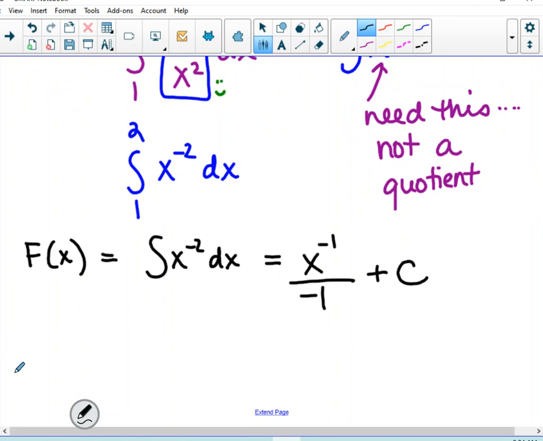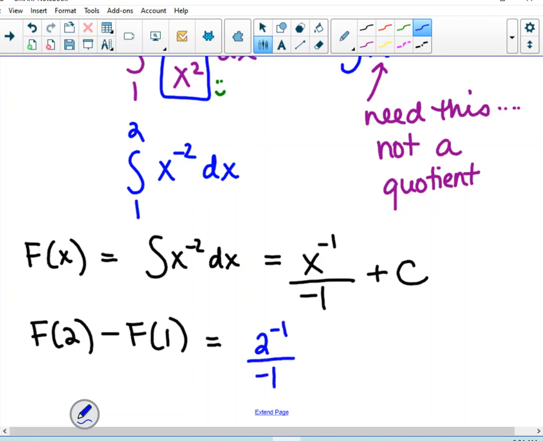So x to the negative 1 over negative 1 plus c, yeah, that's going to be a little bit more challenging. I made this 2. Oh, okay. I changed it. All right. It's not the same as on my paper. Okay, so I'm not going to expect to get the same answer. That's all right. When I do big F of 2 minus big F of 1, I'm going to have to make sure that I am really careful with that negative exponent stuff and dividing by the negative 1. So 2 to the negative 1 divided by negative 1 minus 1 to the negative 1 divided by negative 1. I am going to sort of shortcut my work a little bit.